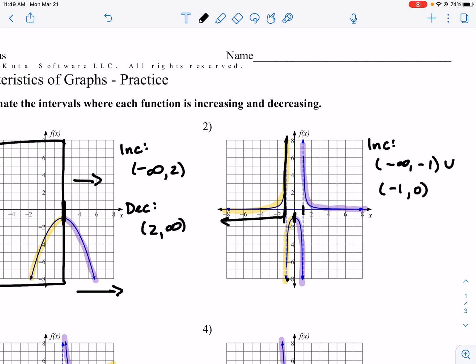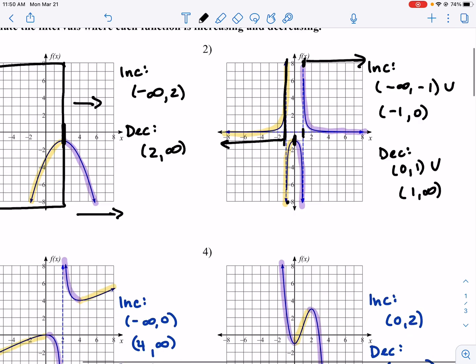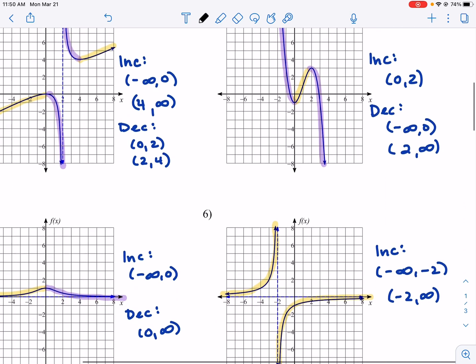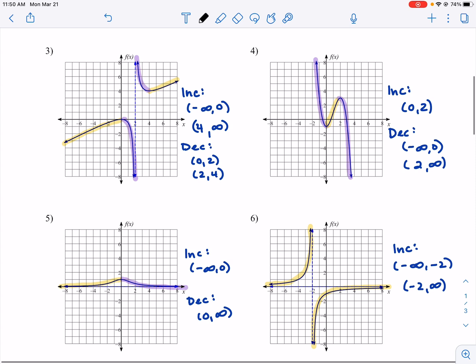So those would be my 2 increasing intervals, and my decreasing intervals would be: it starts at 0 and it starts to move down, so from 0 to 1, when I get to the asymptote. And then when I start on the other side of the asymptote and move in this direction forever, I'm going from 1 to infinity. So I'm going to show you the others. I'd like you to give those a try, but then you can double check that you are on the right track.